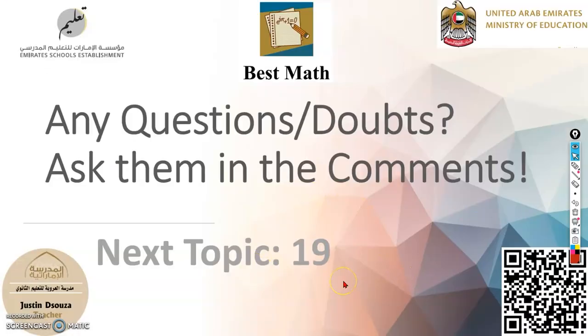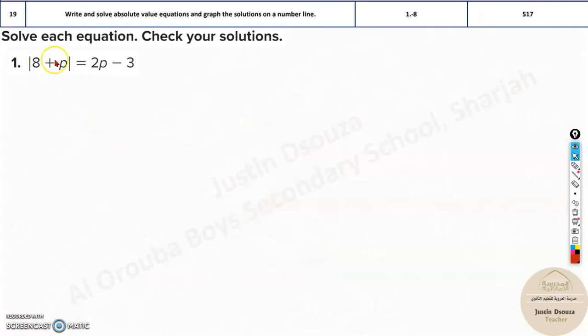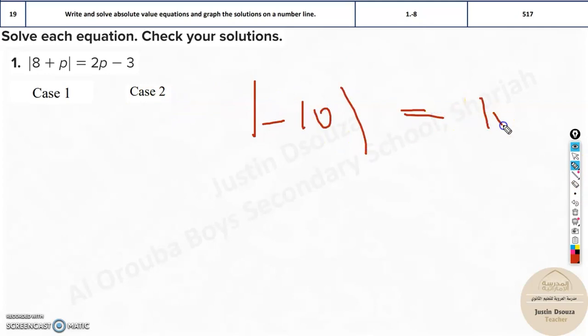Now we move to the last but one topic of part 2, that is the 19th topic, which is on solving absolute value equations. You can see over here, this is an absolute value equation. We need to solve it. Now, whenever this comes, there are two cases. Why? Imagine I had minus 10 over here, the answer is 10. Or if I have 10 over here, the magnitude is 10. So here this can be two values, right?